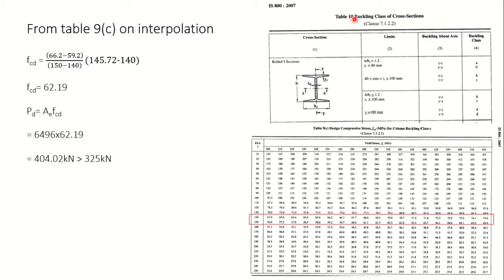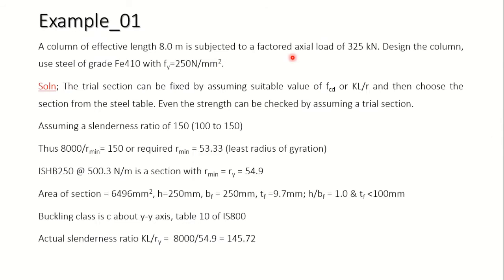Okay, this is from Table 10 in page of IS 800. Okay, page has not come here. Refer to Table 10 of IS 800 2007. Now with that, what we have is what is the actual slenderness ratio.